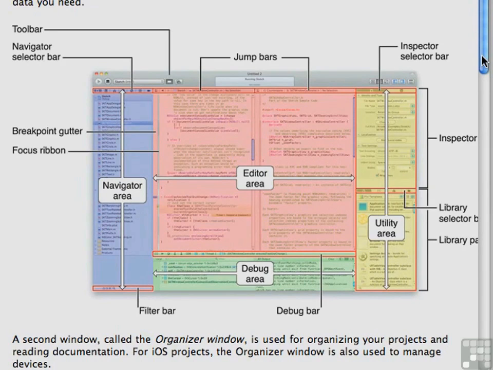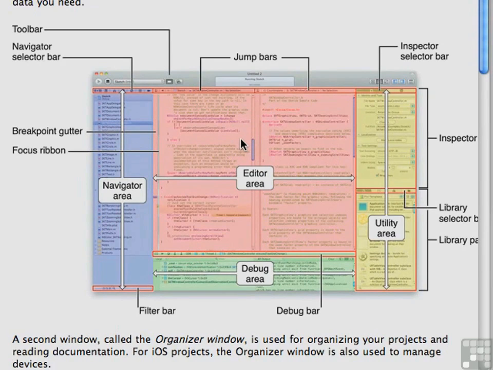So here you see the following: the Navigator area and Navigator selector bar right here. The Navigator area appears on the left side of the workspace window and offers a selector bar for selecting the project, symbol, search, issue, debug, breakpoint, and log navigators. That's 7 navigators: project, symbol, search, issue, debug, breakpoint, and log. Whichever one you click on up here shows up here in the Navigator area.